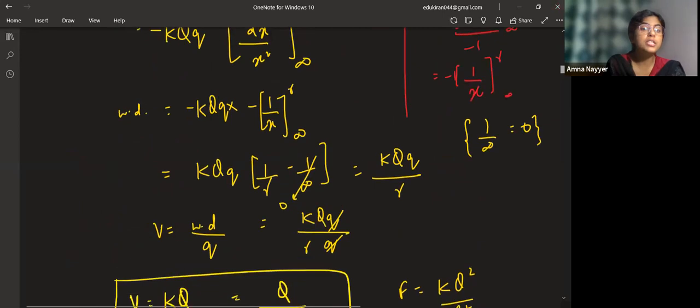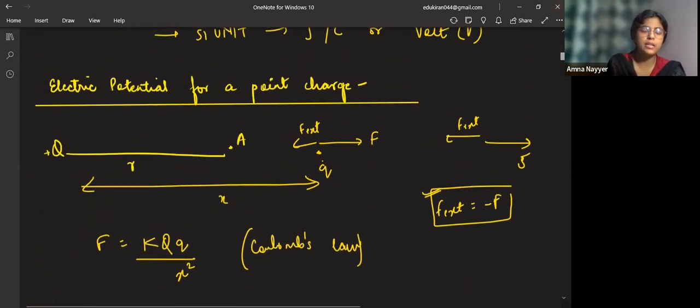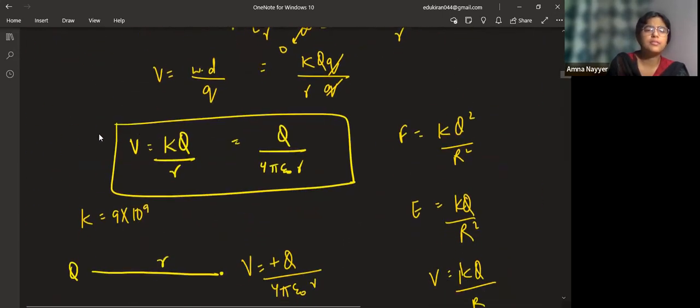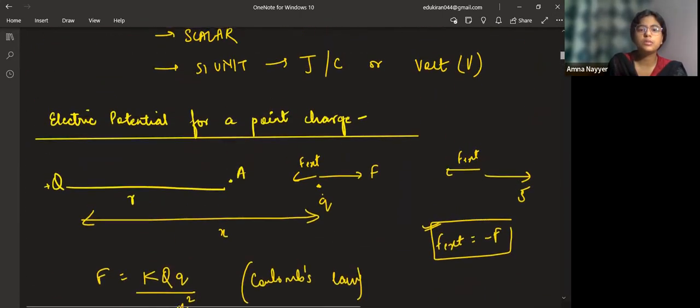All right, so this derivation is asked in your exam: derive the expression for electric potential for a point charge. So you have to use these steps. Otherwise, for the calculation part, just this is enough. KQ by R. Use this. This will give you most of the answers. We'll see some questions also. First note it.